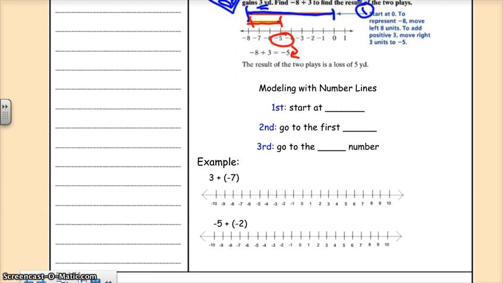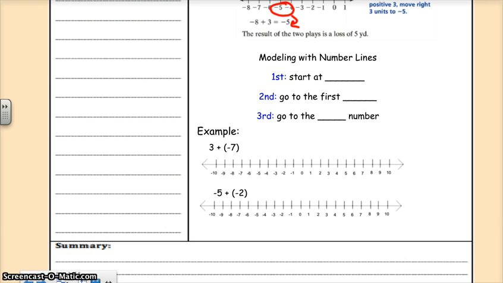How we do it, the steps. Modeling with number line. The first thing you do is start at 0. Always start at 0.